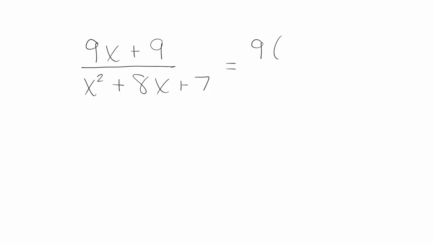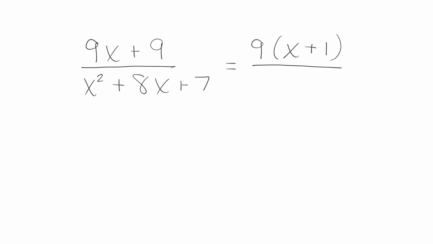Now, 9x divided by 9 leaves us x. Don't let this get you. 9 divided by 9 leaves us plus 1. Remember, if you distributed that back, you'd get 9x plus 9.